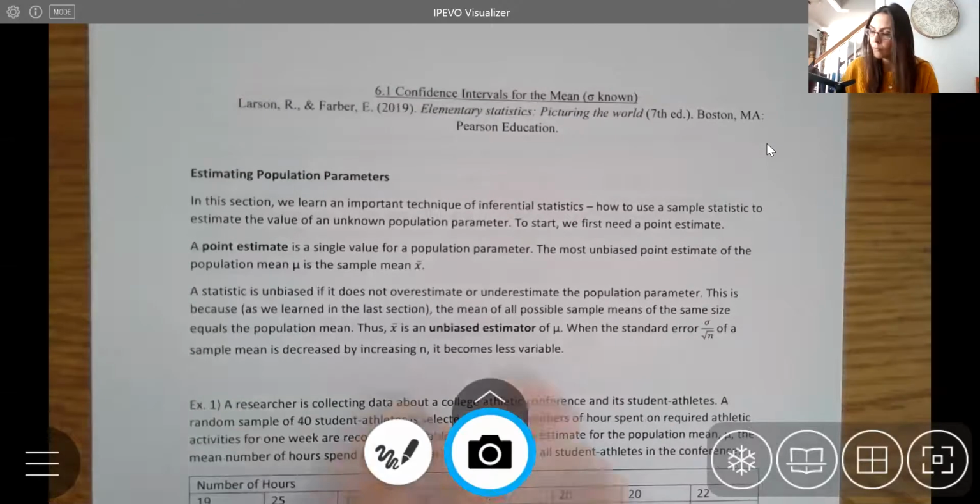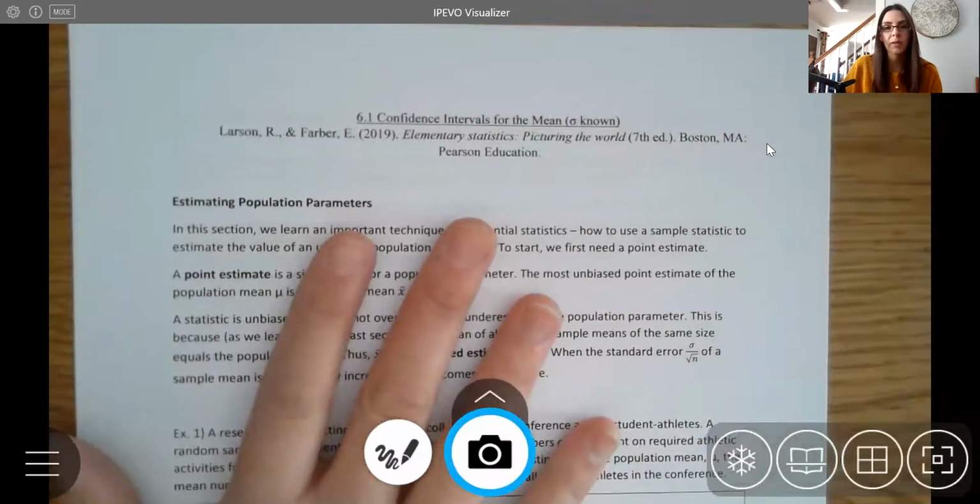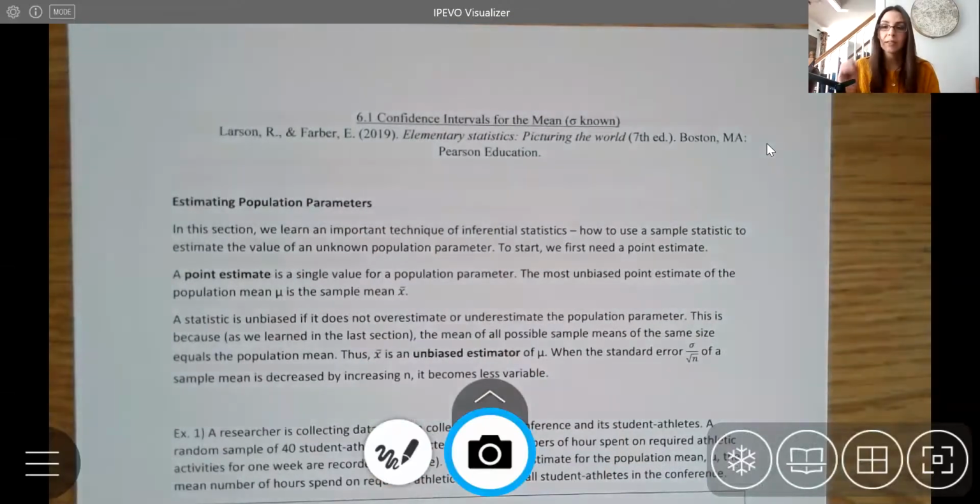For our purposes in this class, we're really going to be focusing on means, but there are similar techniques if you want to estimate population parameters such as the proportion or the variance, standard deviation, and things like that. Again, our focus is going to be on the mean. That tends to be a really common parameter that we want to estimate. If you're interested in looking at other parameters, your text does have other sections on confidence intervals that focus on different things like proportions instead.